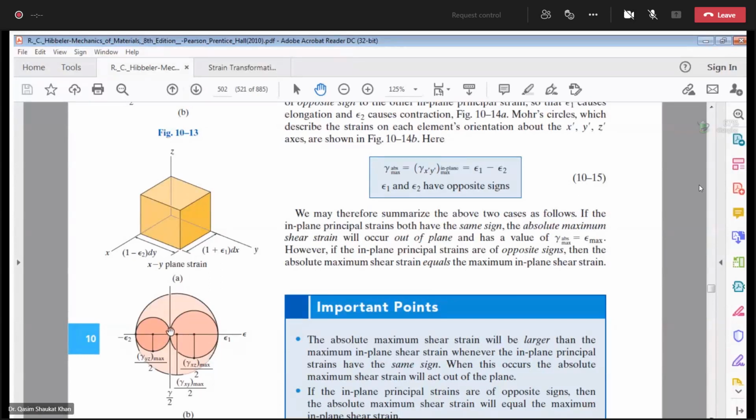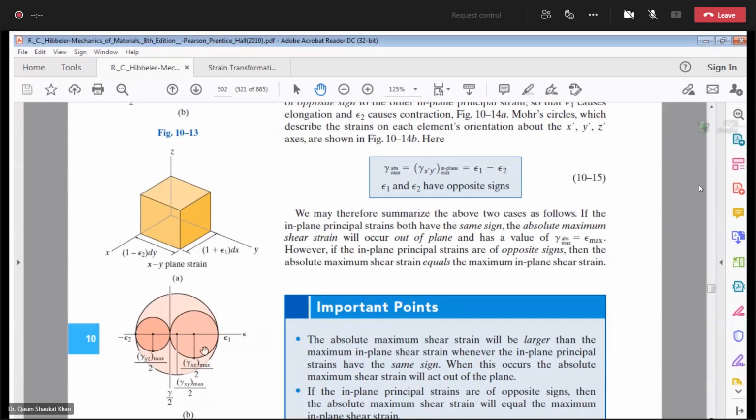And then for this second scenario, where you have epsilon 1, that will be the xz plane. Principal strain about the z axis is 0, and about the x axis is epsilon 1, so 0 to epsilon 1. So this maximum in-plane shear strain will be equal to epsilon 1 minus 0 over 2. So this is your maximum in-plane shear strain for the xz plane.